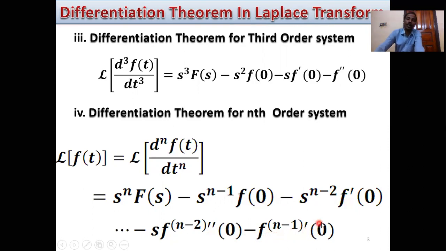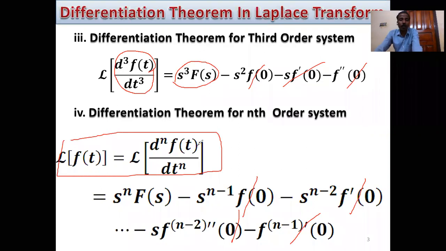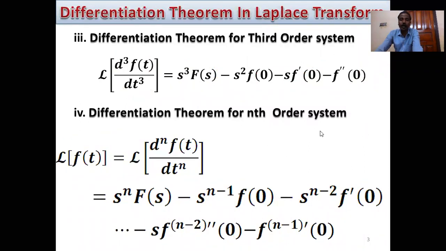If all initial conditions are zero, that means f of 0 and these terms are 0, then the Laplace transform of d3 f of t by dt3 equals s cube F of s. Similarly, if all initial conditions are zero, then the Laplace transform of d to the power n f of t by dt to the power n equals s to the power n F of s. This is the nth order differential equation.